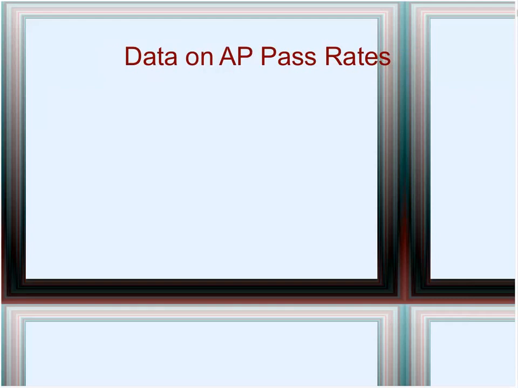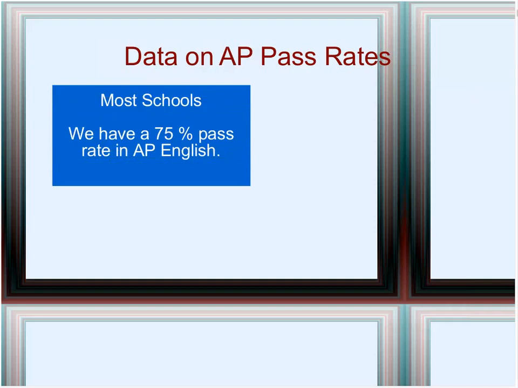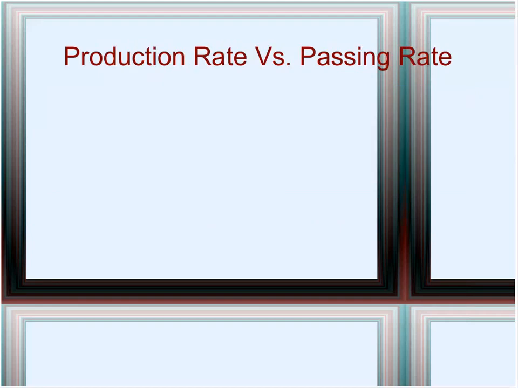So here's some about AP pass rates. We had to change what people meant when we talked about AP pass rates. Most schools will say that they have an AP pass rate of, say, 75, 80% in their AP English class. And then if I tell you that Corbett has a pass rate of 48% in our AP English class, it would be pretty easy to say, well, which one is better? Most people would say, well, the other schools are much better. We've changed how we look at that bit of data. We try to talk about production rate versus passing rate.